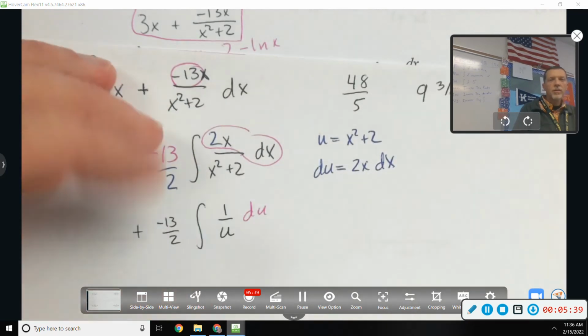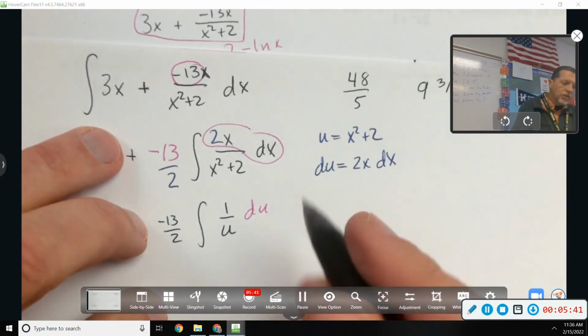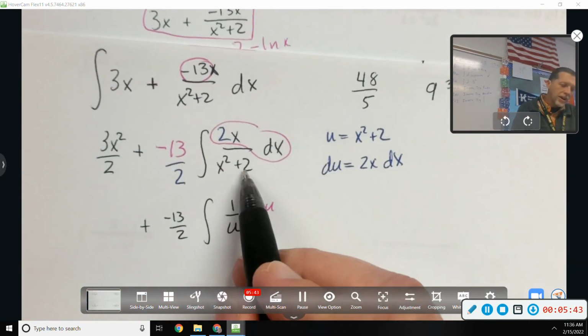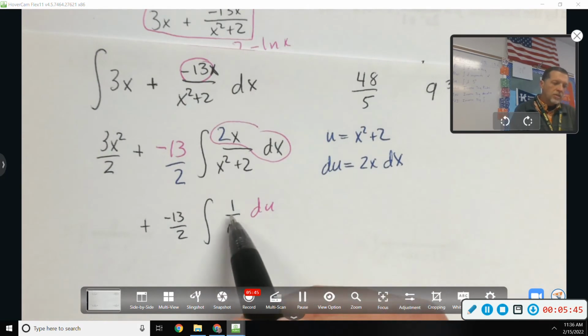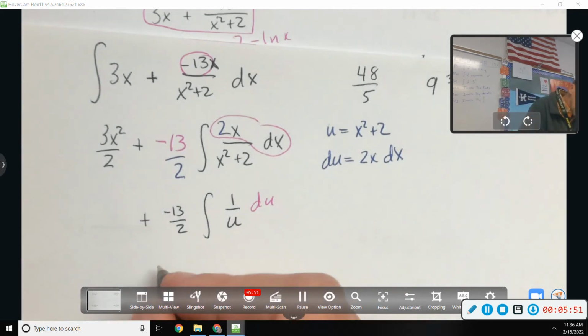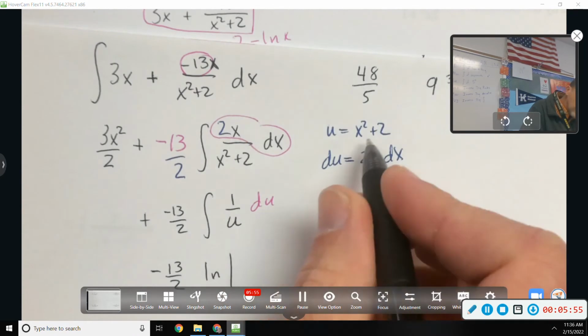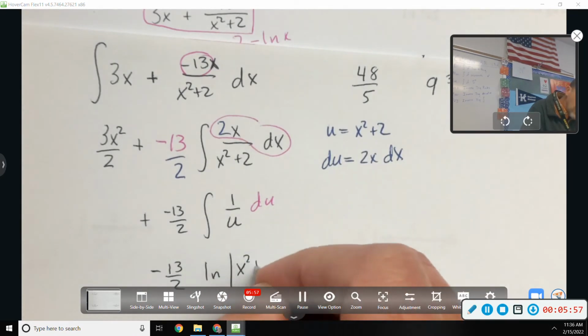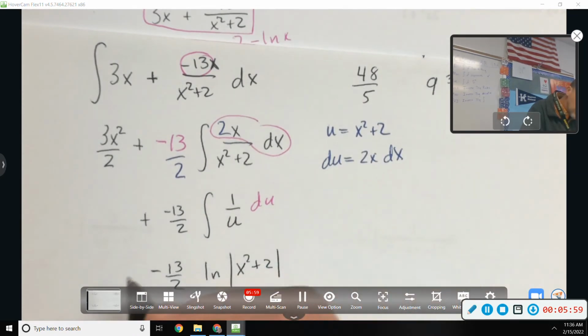So somebody recognized first that if we let u be the bottom, then du is the top. So how do we antiderivative 1 over u du? Natural log. So 13 over 2, natural log of u, x squared plus 2, and then plus c at the end.